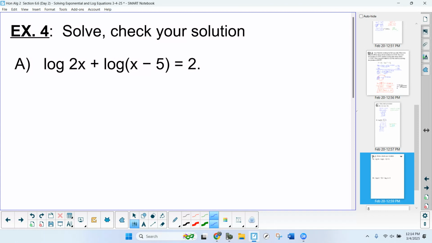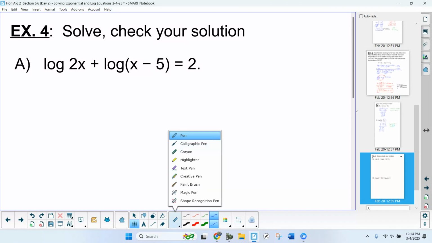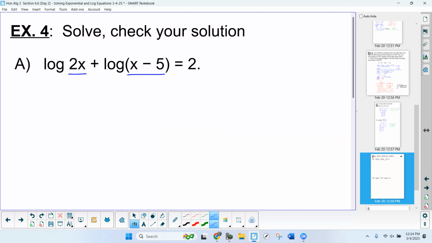So, Ethan, what do you do with a plus when you have logarithms? What do you actually do with this and this? Don't you just put them together? How? By what operation? Multiplication. He's going to multiply those. Do you remember when you add logarithms, you multiply the arguments? All right, so let's go ahead and multiply.